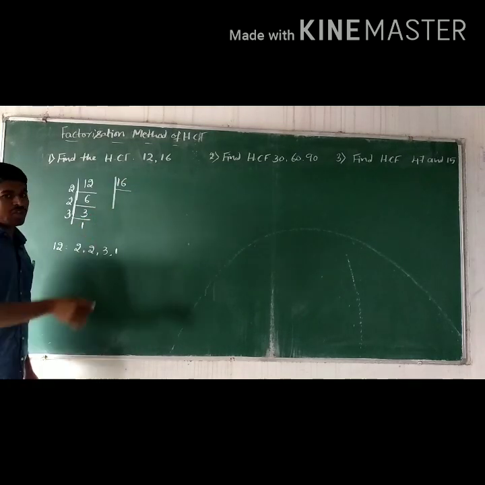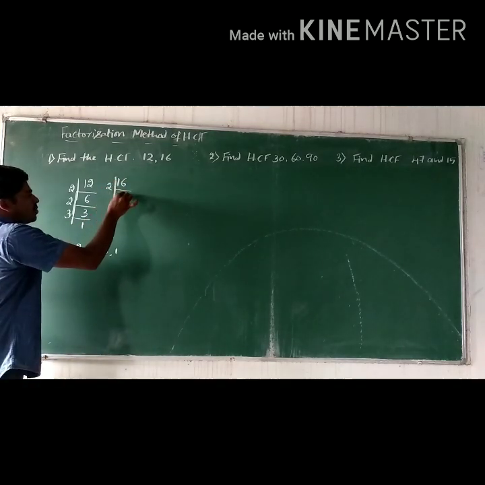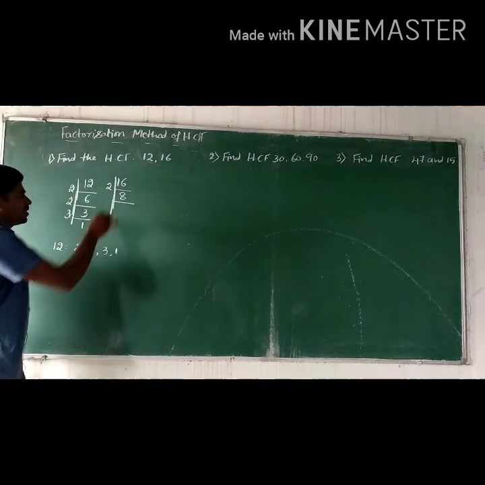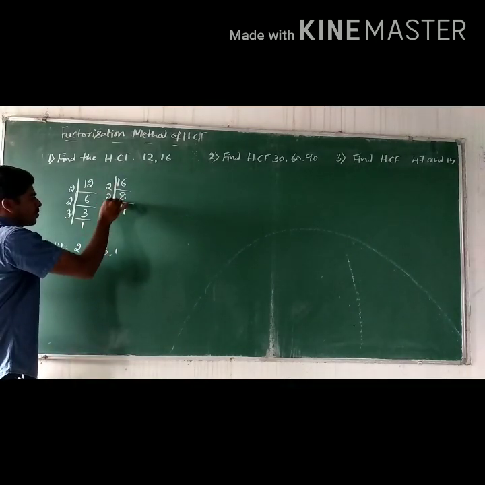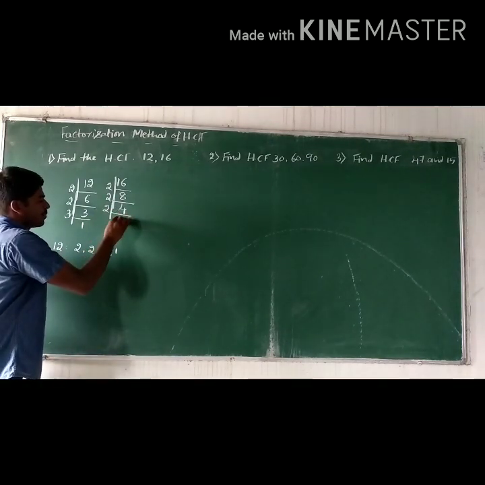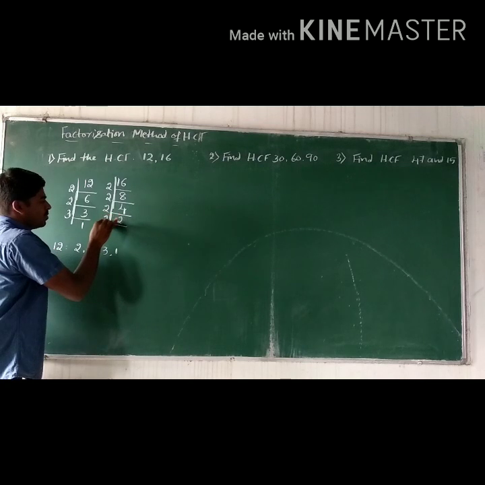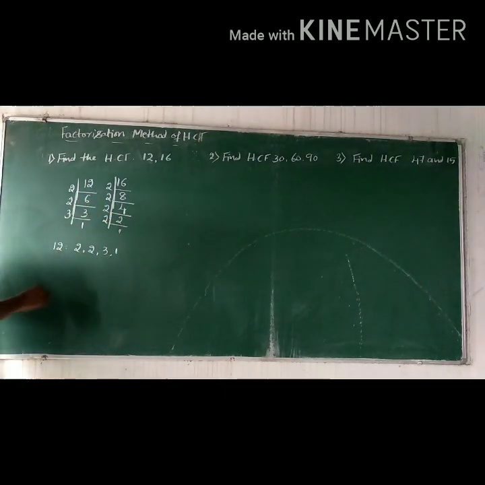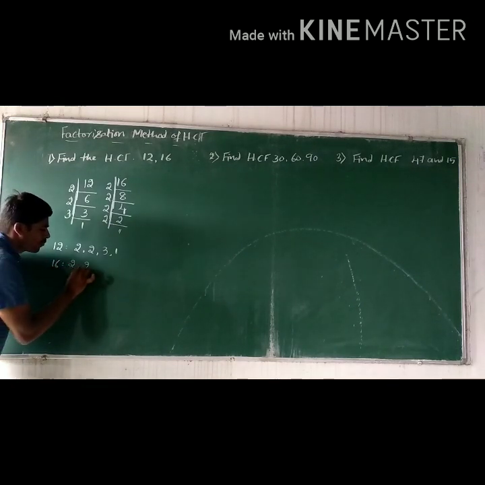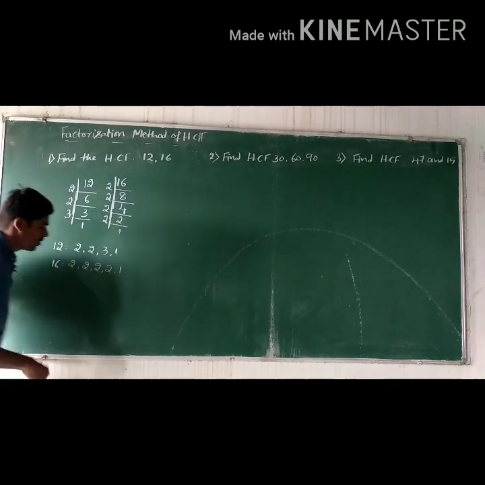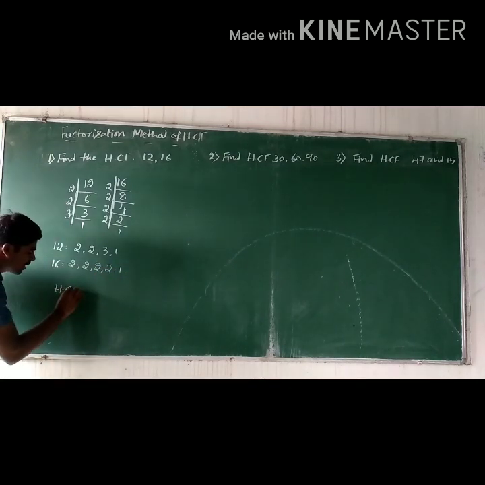Now we want to divide 16 in the same manner. 16 is also an even number. Divide by 2, we get 8. Now 8 is an even number. Divide by 2, we get 4. Now 4 is an even number. Divide by 2, we get 2. Now 2, we divide by 2, we get 1. Now for 16, what are the numbers we took? 2, 2, 2, 2 and 1. Now we can calculate the HCF.